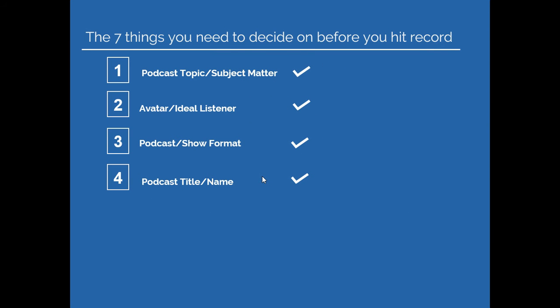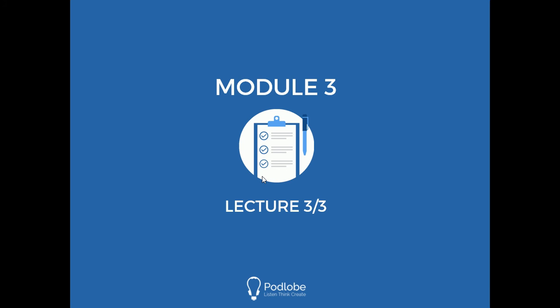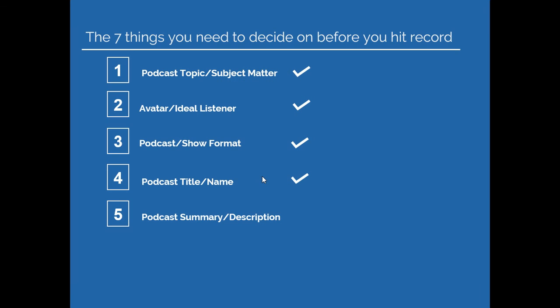In two previous lectures of this module, we talked about the podcast topic subject matter. We also covered your avatar or ideal listener. We talked about your show format, and we rounded our last lecture with what we call the podcast title or name. But in this lecture, we will take a look at the podcast summary or description, your host name, and lastly, your podcast artwork.